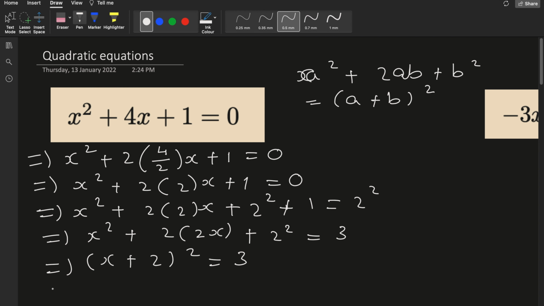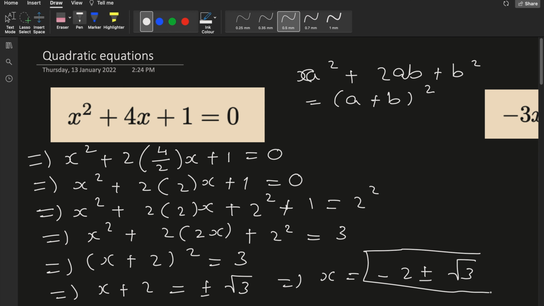And now what we're supposed to do is take the square root. So it implies x plus 2 equals plus or minus square root of 3, which implies that x equals minus 2 plus or minus square root of 3. So these two are the answers. The first answer is x equals minus 2 minus square root of 3. The second answer is minus 2 plus square root of 3.